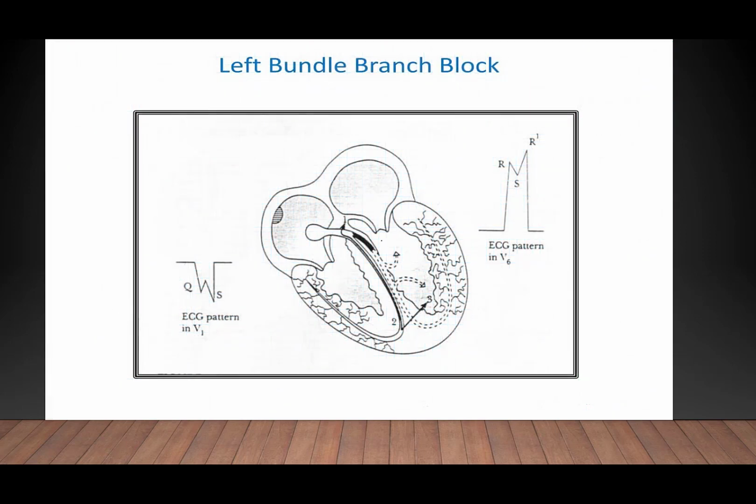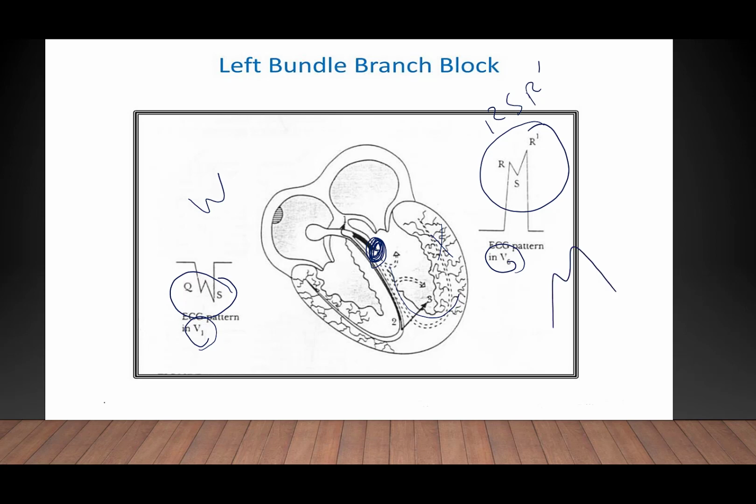This is left bundle branch block. Here we have a problem and there is no conduction. The ECG pattern in the leads follows the criteria, and in V1 it's just like W, in V6 it's just like M.